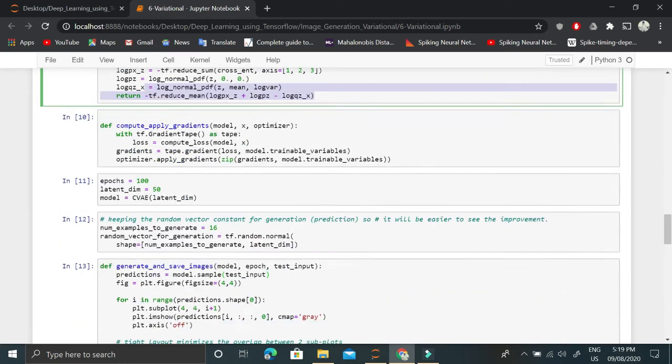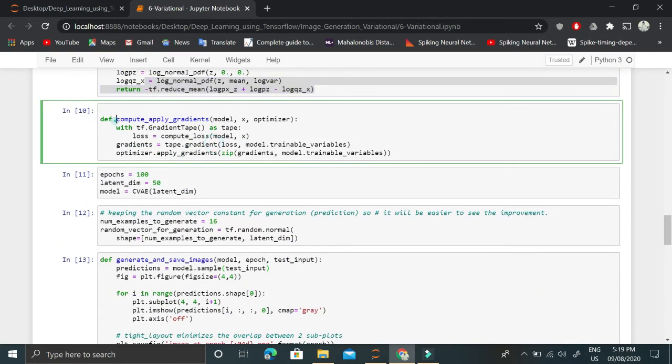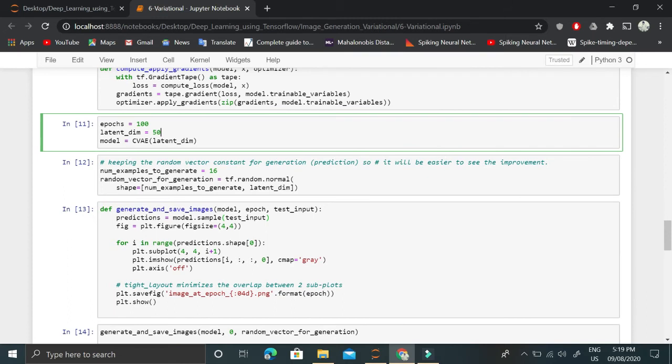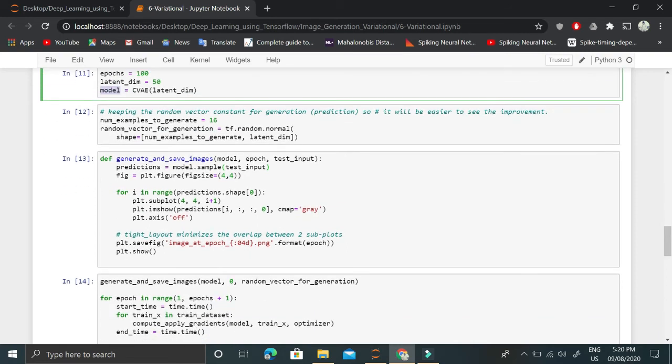Okay, once we have done that, this is the function for computing the gradients. We compute the loss, and given this loss, we apply this tape.gradient to adjust these trainable variables. Once we have done that, we initialize it for 100 epochs and 50 latent dimensions, and then we define this architecture inside this class, convolutional variational autoencoder. This model contains the architecture.